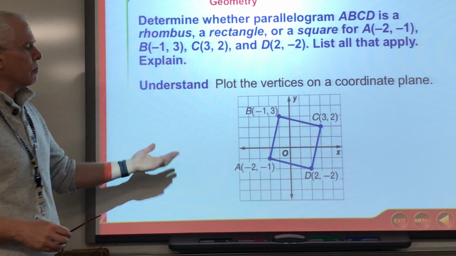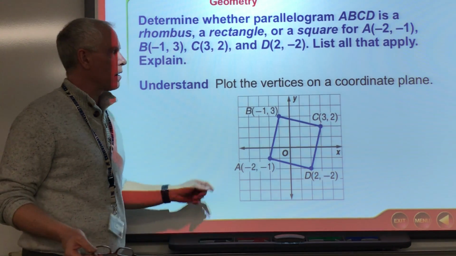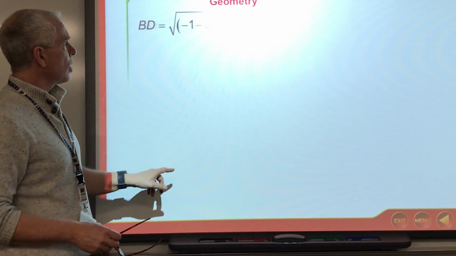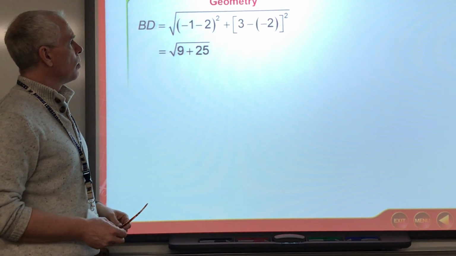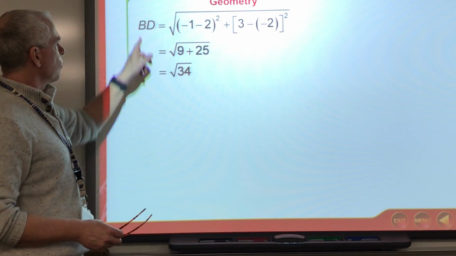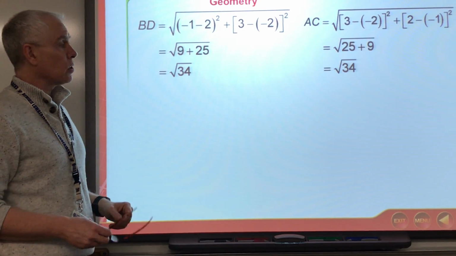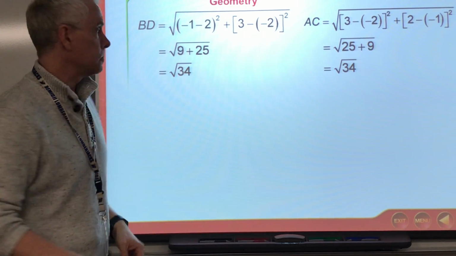They're going to go ahead and plot it first. Kind of looks like a square, right? I don't know that for sure until I actually do some math, though. So we're going to start by determining, using the distance formula, you guys, you should have that, the length of the diagonal. So the first diagonal is the square root of 34. The second diagonal is also the square root of 34. So since the diagonals are congruent, it's got to be a rectangle.